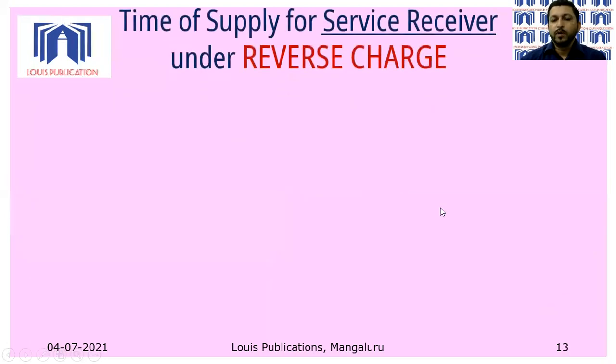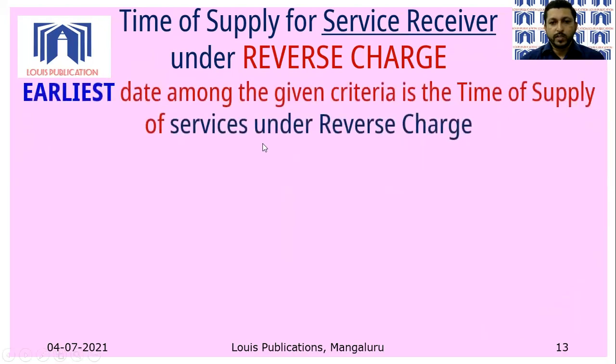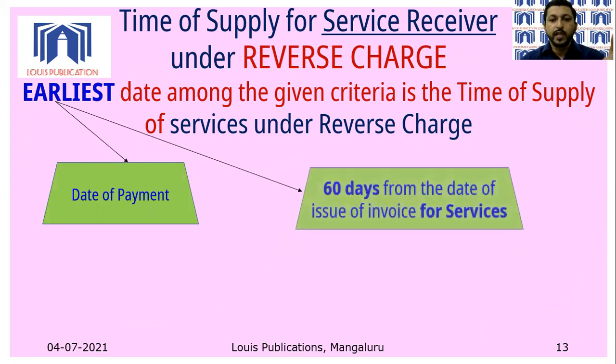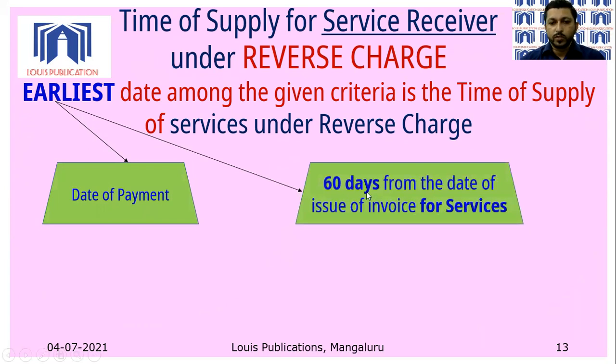Let's move to time of supply for service receiver under reverse charge. Now we are talking about services. Time of supply of services under reverse charge. Again, it's the earliest date. We will have 2+1 criteria here as well. So the first criteria will be the date of payment. When is the recipient making the payment to the supplier? Second criteria: we had 30 days in case of time of supply of goods under reverse charge. In case of services, it is 60 days from the date of issue of invoice for services. So remember, in case of reverse charge, it is 30 days for goods and 60 days from the date of issue of invoice for services.